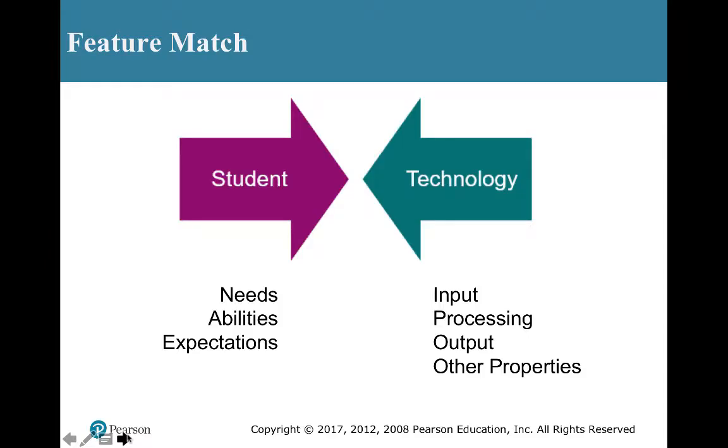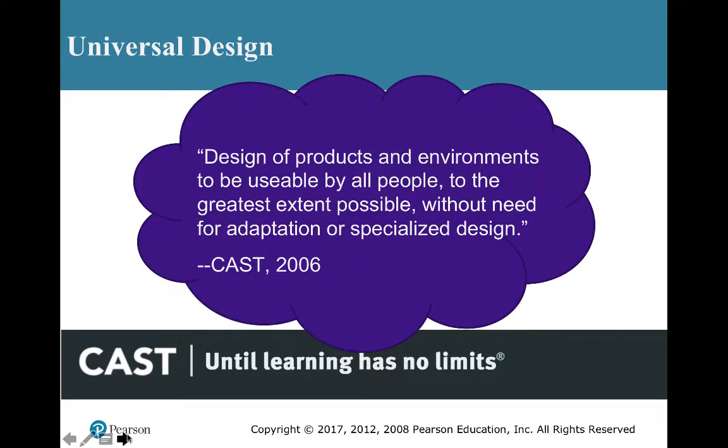So we need to match the student to the technology. We're not just throwing technology out there to sit in a closet because it didn't work. We need to really consider the student's needs, abilities, expectations, and then what can the technology do to support the child? We also need to consider universal design for learning, right?